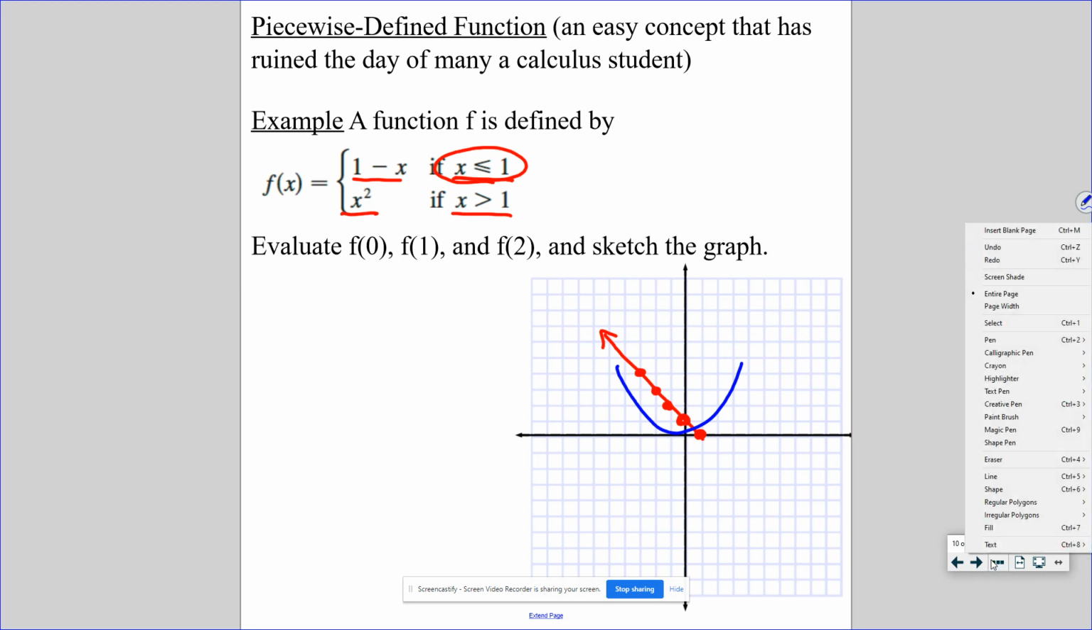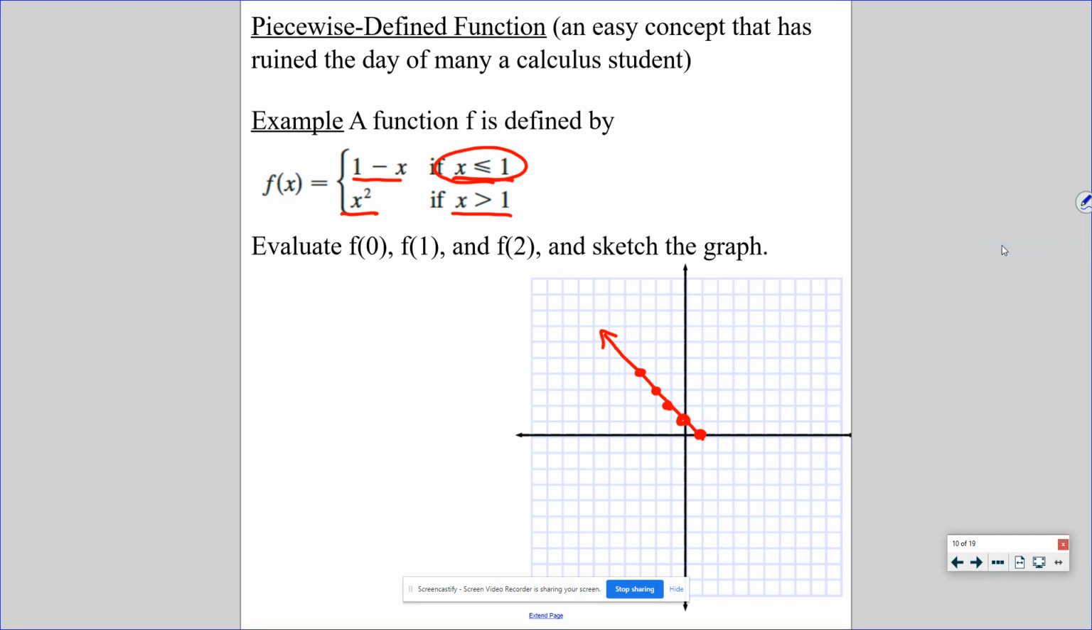So let me see if I can undo without erasing and messing up my other line. There we go. Normally parabolas start at 0, 0, and then 1, 1, and then 2, 4. But mine's going to start at 1, 1, and then 2, 4, and so on, like this. I put an open circle at 1 because it says greater than, not greater than or equal to, right? So that's an open circle.